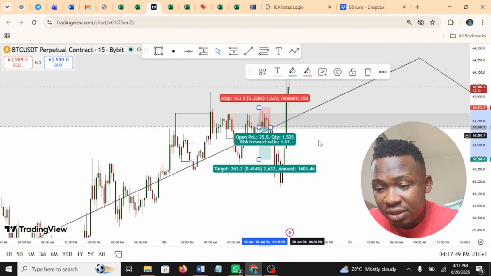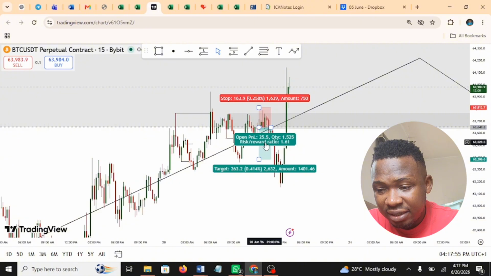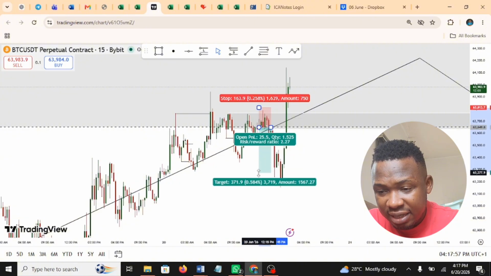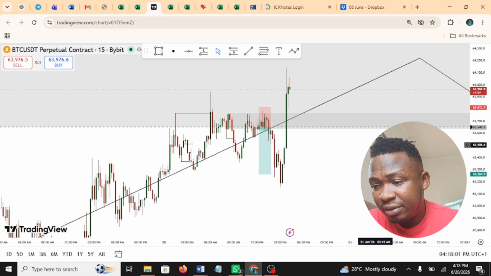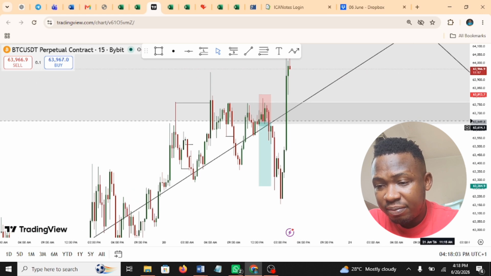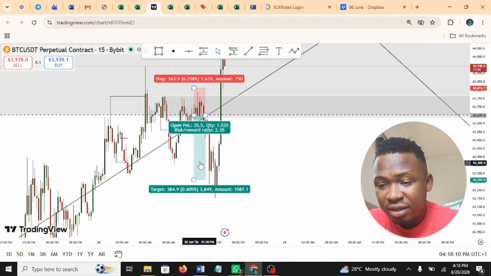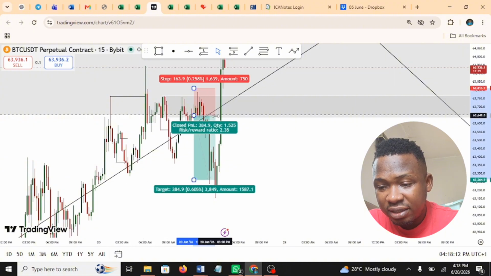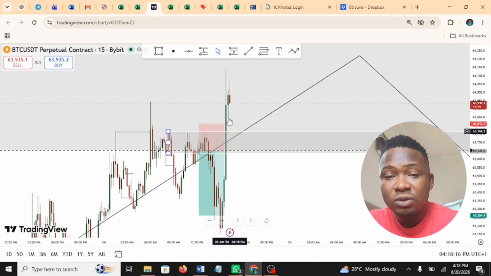This is it guys. So our second TP is this guy here. This guy is the second TP, that is this point. So let's see what happens. Okay, price actually came, tapped into our zone, and then gave us full take profit before a massive reversal to the downside.